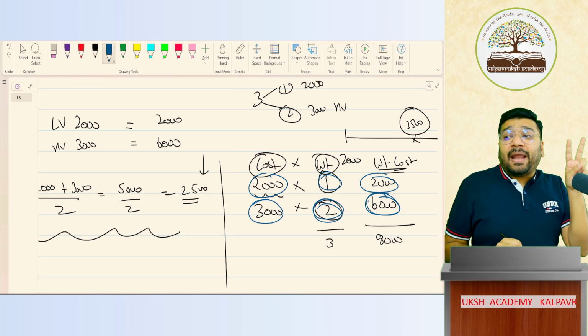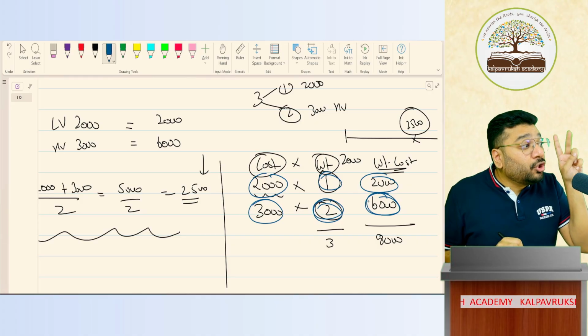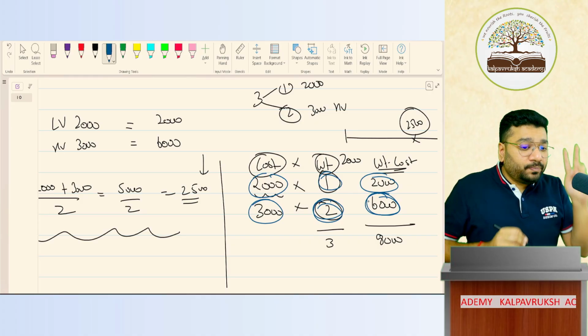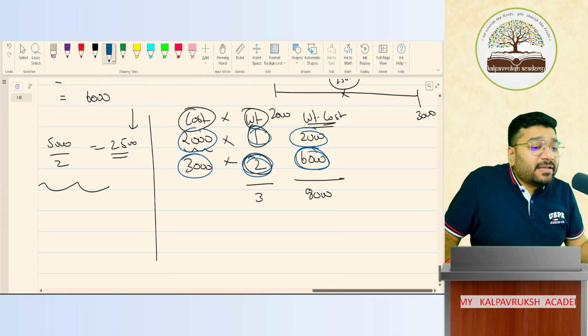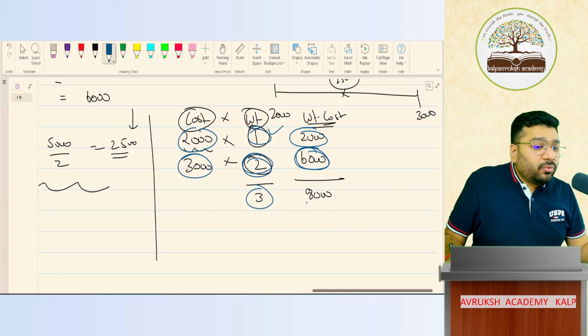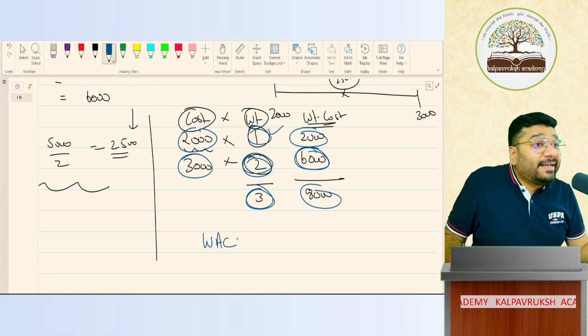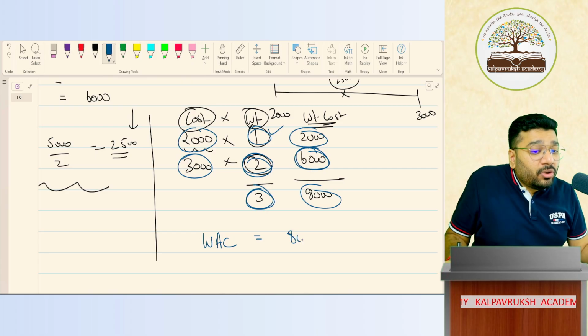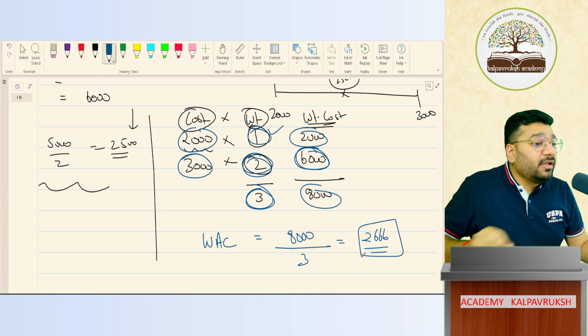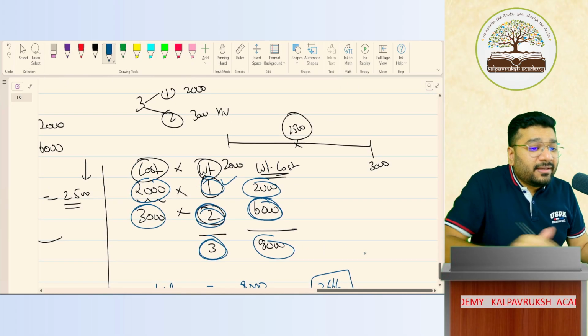So the high price inventory is how much? 2. High price inventory is how much? 2. Low price inventory is how much? 1. Combining both, there are 3 inventory. So now this is my weighted cost. This divided by weight. I want to know the weighted average cost. So what will I do? Weighted cost divided by weight. How much is it? 2667. 2667 in this range.